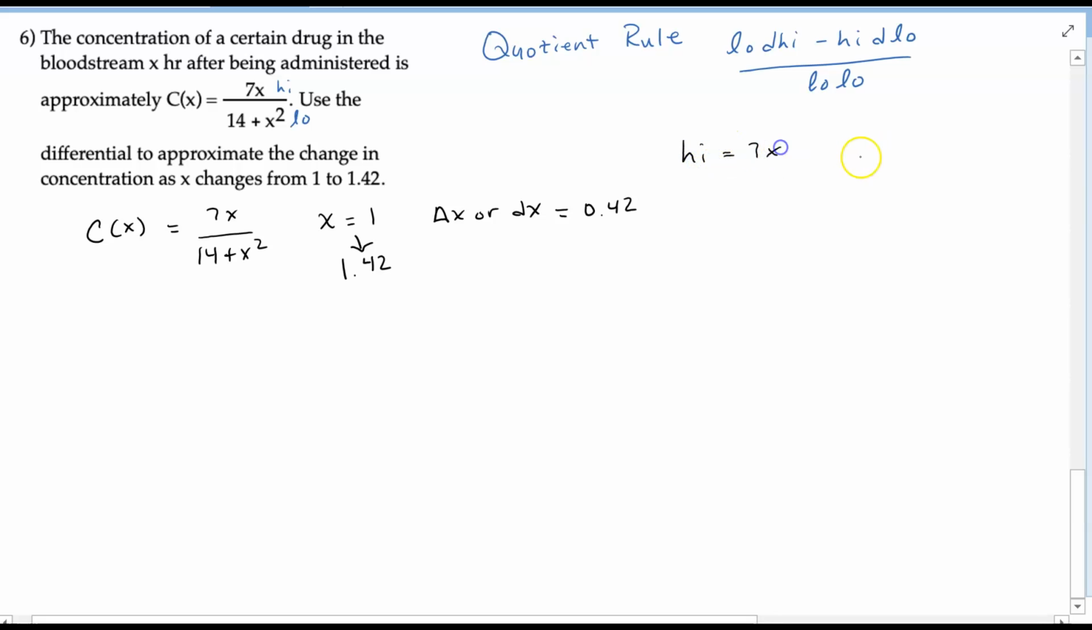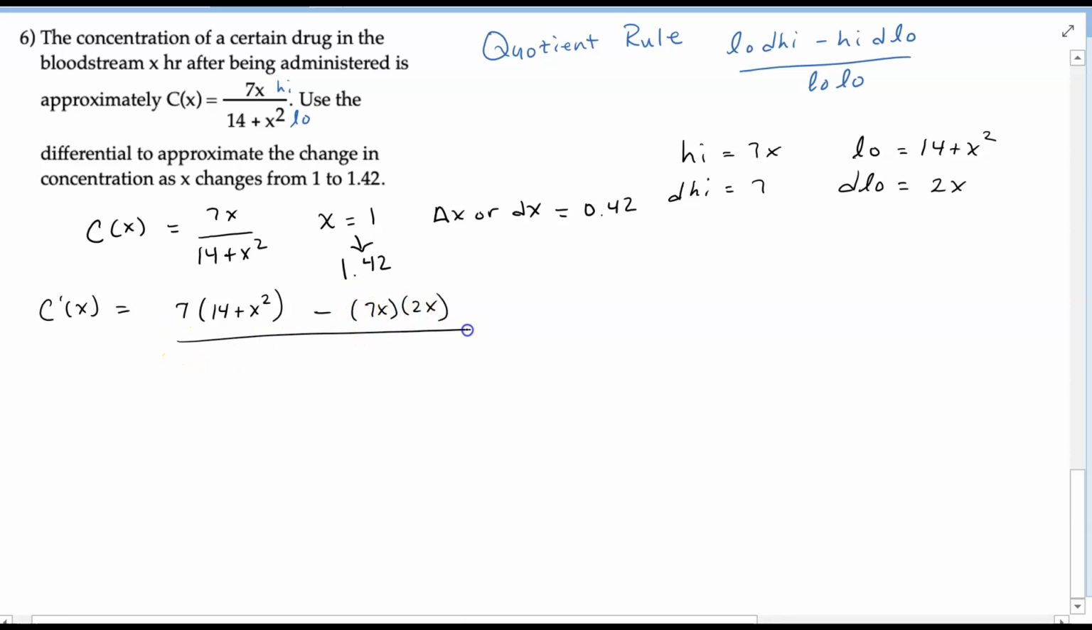In order to do that, let me write down what I know. High is 7x. Low is 14 plus x squared. D high is 7. D low is 2x. And I'm going to find my c prime now. My derivative: low d high. So I have 7 times 14 plus x squared, minus high d low. So 7x times 2x, all divided by low, the bottom, the denominator, quantity squared.